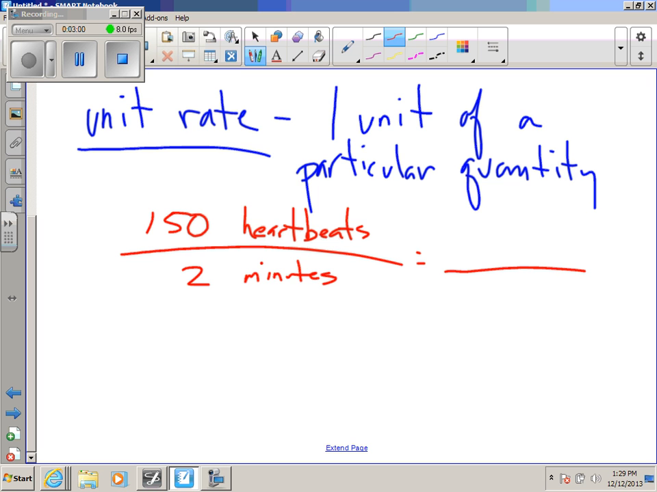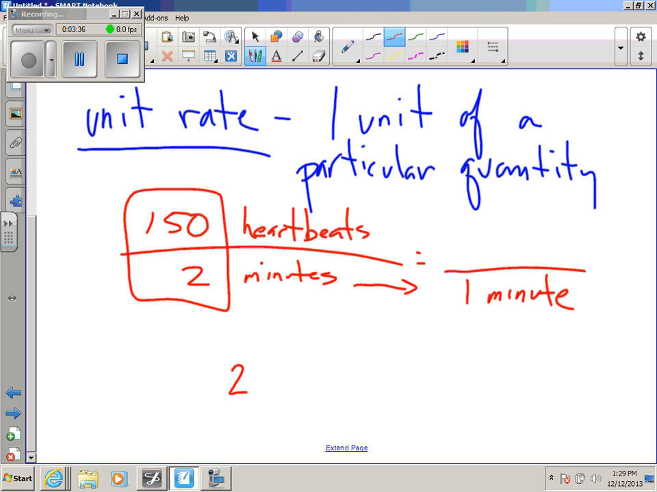I don't care how many heartbeats in 2 minutes. I need to know how many heartbeats in 1 minute. That is the unit rate. What I find on top will be the unit rate. Now, there's plenty of ways to look at this. You could set it up as a proportion, and say they get from 2 to 1, I had to divide by 2. Or 150 over 2 is a division problem. You're still dividing by 2.